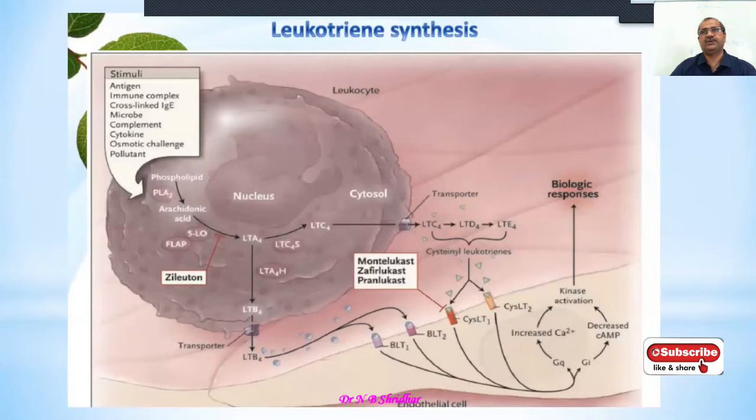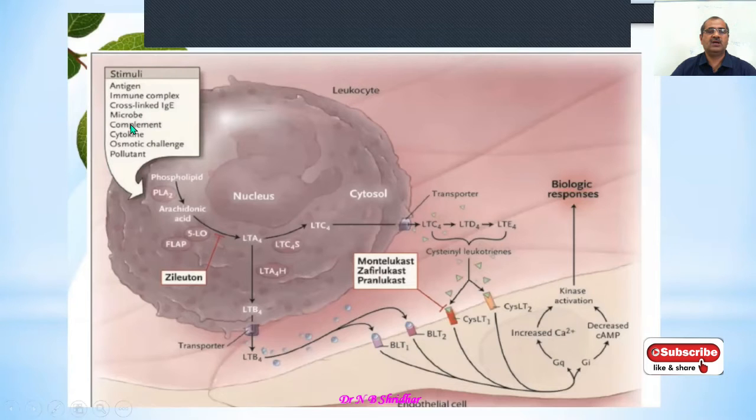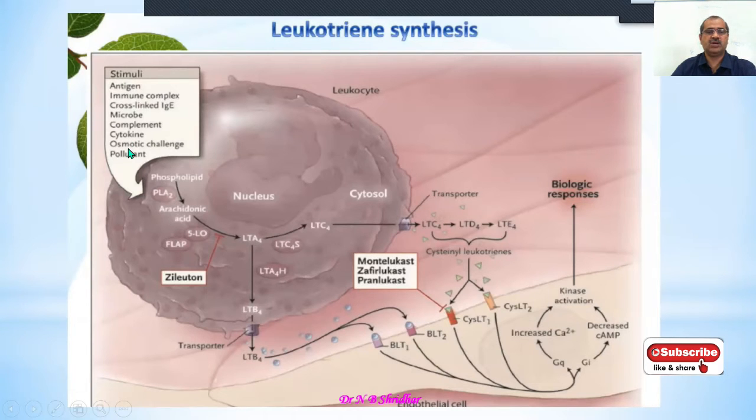And here you can see the synthesis of the leukotrienes, as mentioned, in diagrammatic manner. The stimuli for synthesis of the leukotrienes are antigens, like allergens or any other drug, then the immune complex or cross-linked IgE, then microbes, the bacteria, the virus, and osmotic changes, and also pollution. So these are all the stimuli which are the input for leukotriene synthesis.